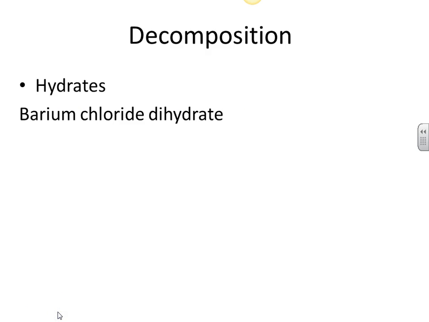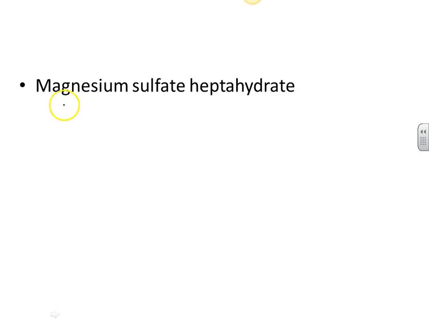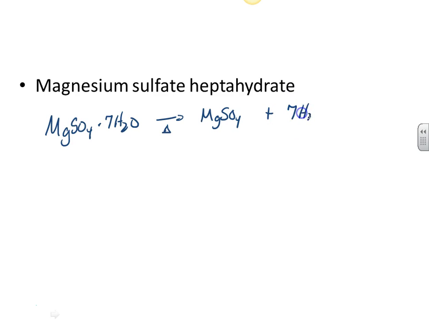All right, let's look at decomposition of hydrates. You've got some experience with these. They're very easy. So barium chloride dihydrate. When we heat these, as we've seen in lab, we're going to separate it into the salt and water. And it's just that simple. That's the end result. Magnesium sulfate heptahydrate. This is Epsom salts. We heat this, we produce magnesium sulfate and 7 waters.